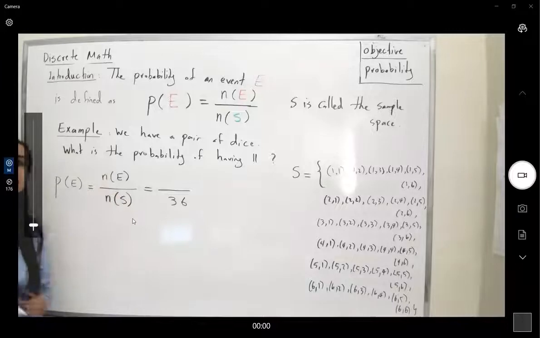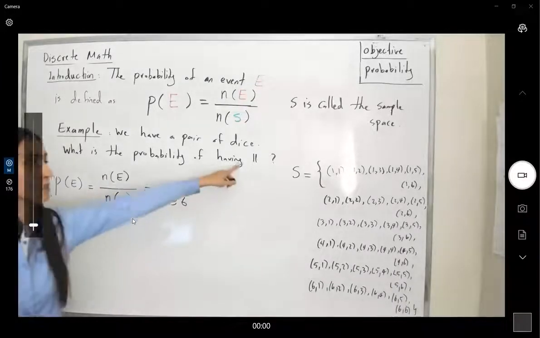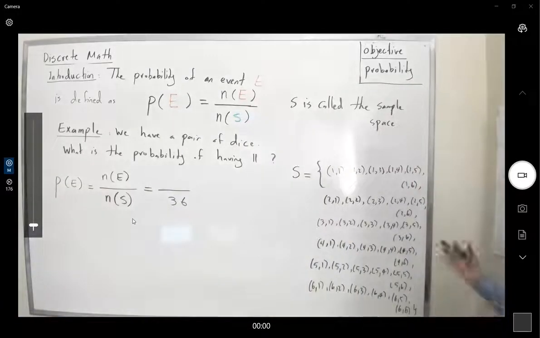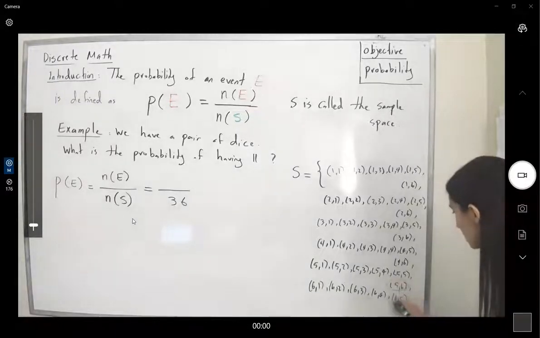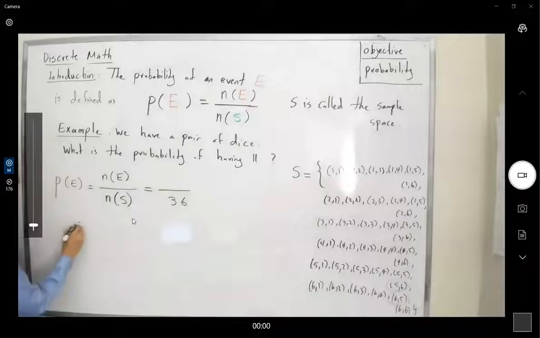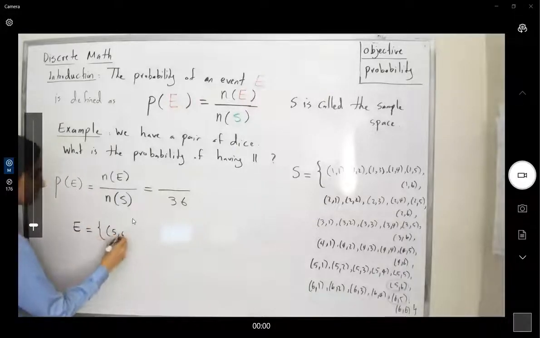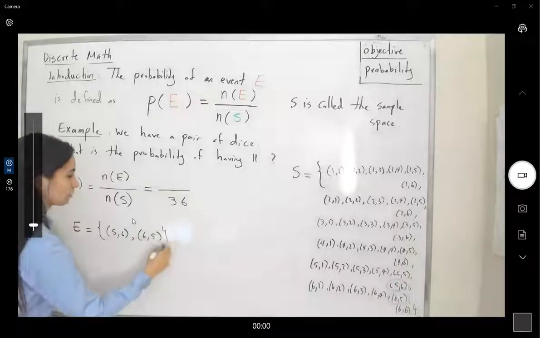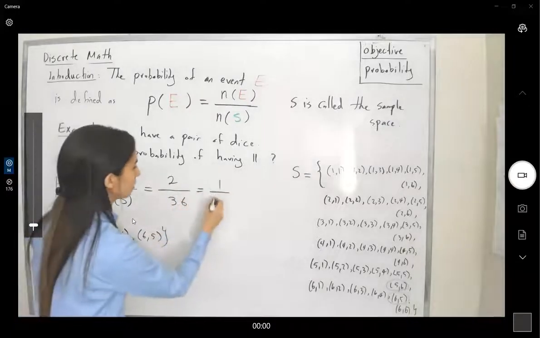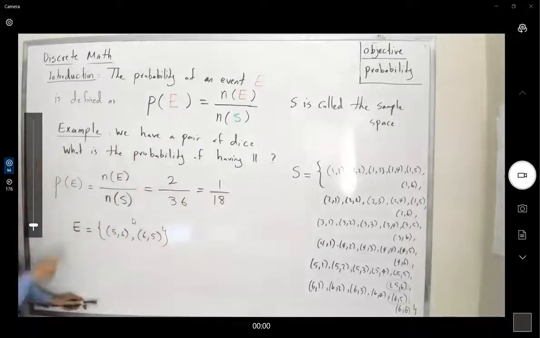What is the cardinality of event E? The sum is equal to 11. Well, okay, what are those numbers that actually give you 11? 5 and 6, 6 and 5. So E has only two members: 5 and 6, 6 and 5. The cardinality of E is equal to 2. So we get 1 over 18. This is the probability of this event. Awesome.